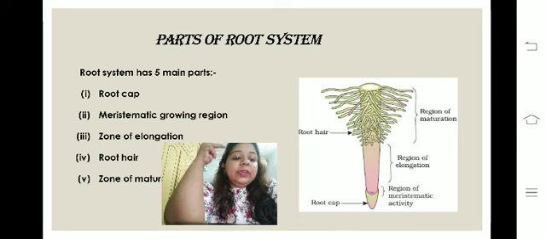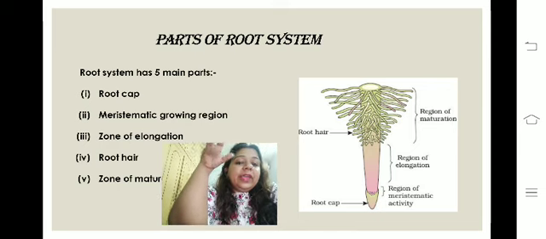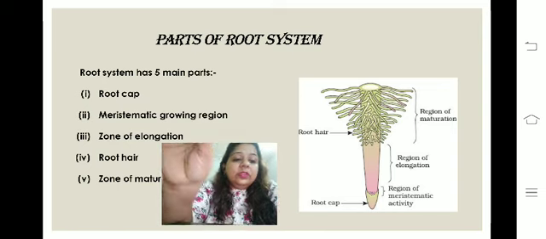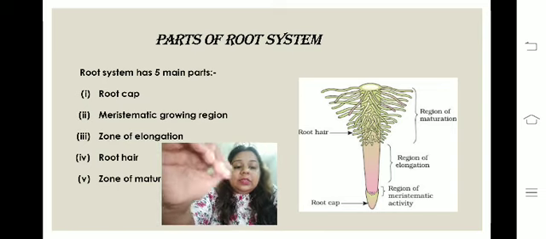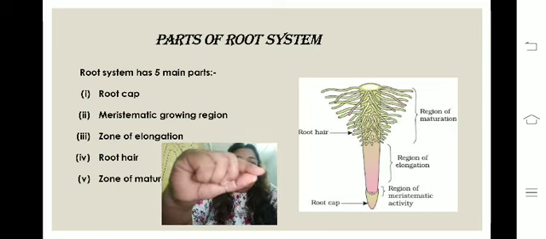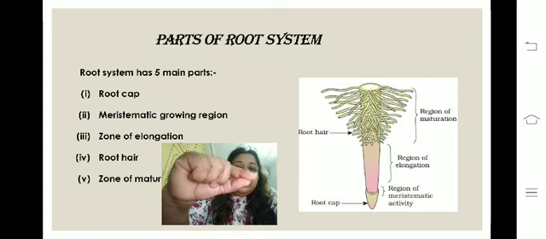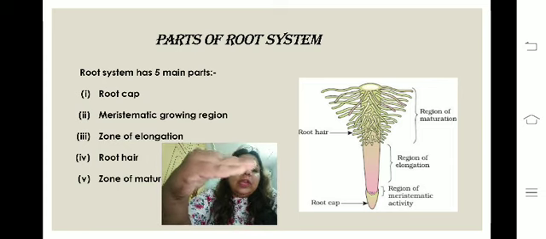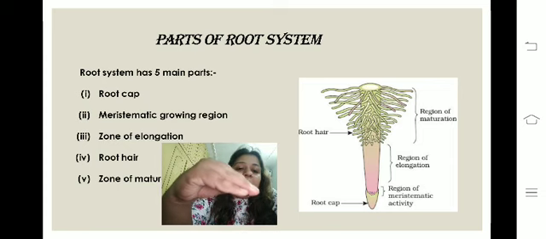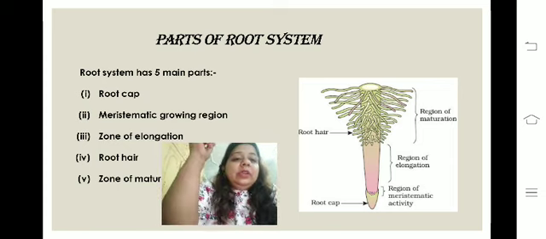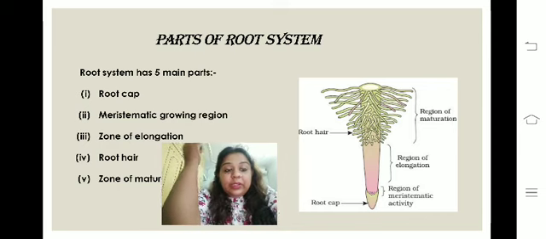Now coming down to the second region, the region of meristematic activity, or meristematic growth region. Why is it called the growth region? First of all, this is a very small region situated just behind the root cap, just above the root cap. This region has the power of division. That is why it is called the growth region.